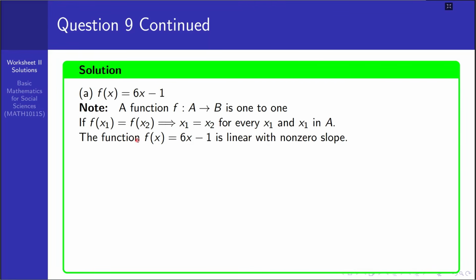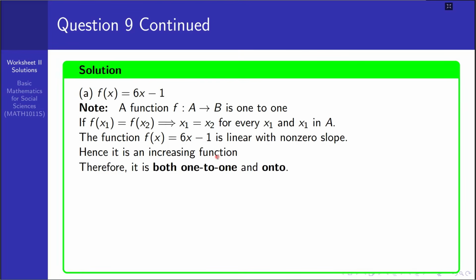Based on this criteria, when we check this, the function f of x equal to 6x minus 1 is linear with non-zero slope, which is a strictly increasing function. That means, by the way, any strictly increasing function or strictly decreasing function is always one-to-one. Not only one-to-one, it is also an on-to function. Hence it is an increasing function.